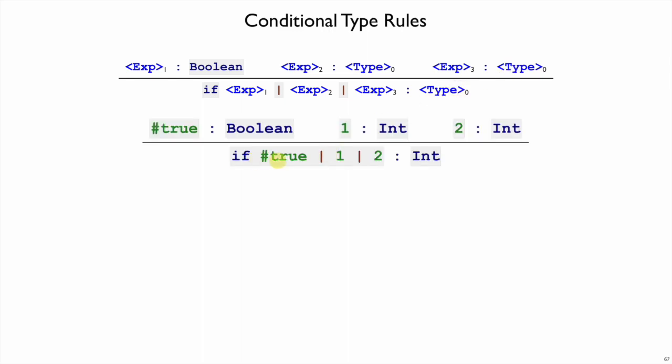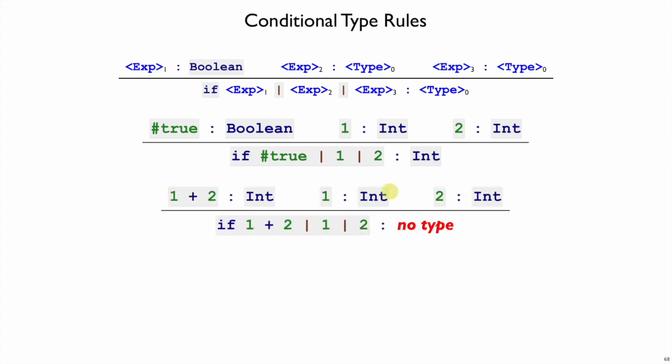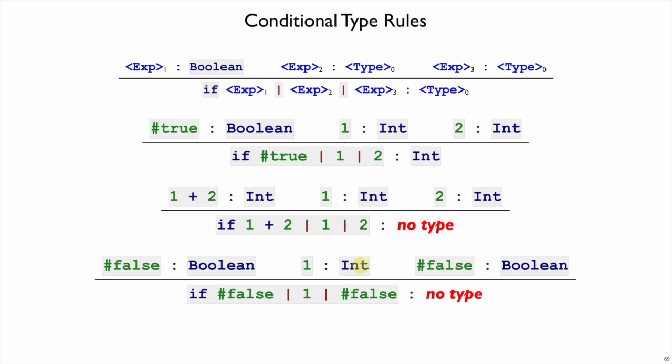So again, if we've got if true 1, 2, we can match this rule by checking that true has type Boolean, 1 has type int, and 2 has type int, and int is the same in both of those, so we can use int as the result type. But if we get not Boolean for the test position, or if we get different types for the then and else branches, then we don't have a type for those if expressions.